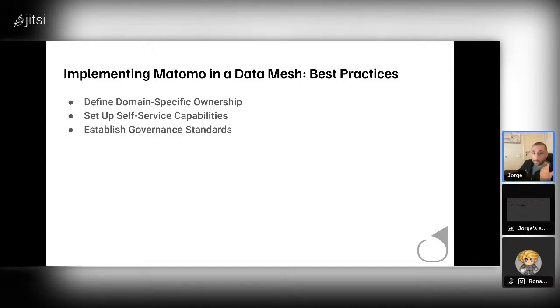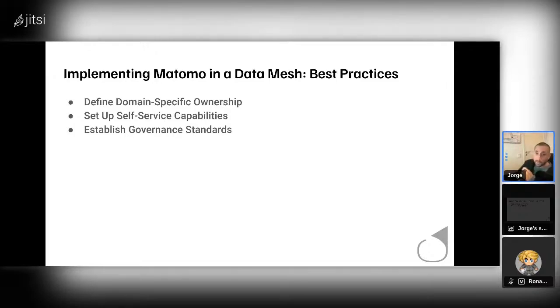A core advantage of data mesh is enabling teams to be self-sufficient in managing their own data needs. For Matomo, this means creating self-service analytics environments for each domain. Providing training, documentation, and resources empowers teams to handle their own setup, configuration, and reporting needs without depending on a central IT team. This self-sufficiency minimizes bottlenecks, accelerates analytic workflows, and enables each team to respond quickly to their unique requirements.